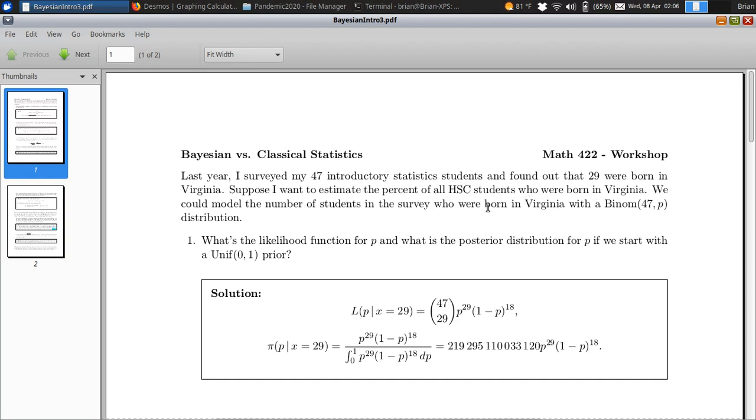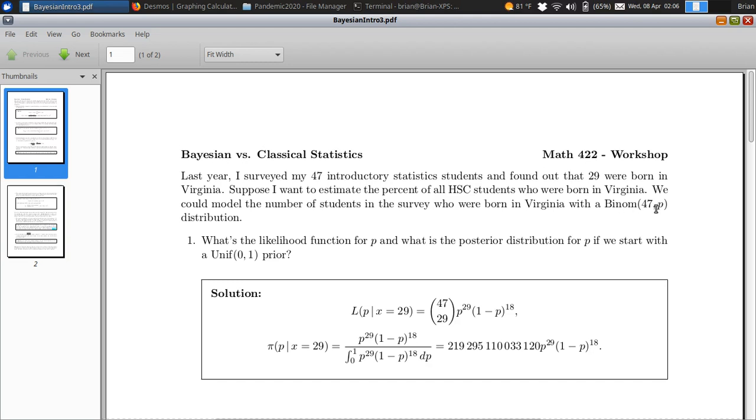So to get us started doing this the Bayesian way, you need the likelihood function for the proportion, starting with a model. And the model we're going to use is a simple binomial distribution model, which makes sense because if you have 47 students, each one either is or is not born in Virginia. So it's like binary outcomes, 47 independent trials. Binomial distribution is the right distribution for this.